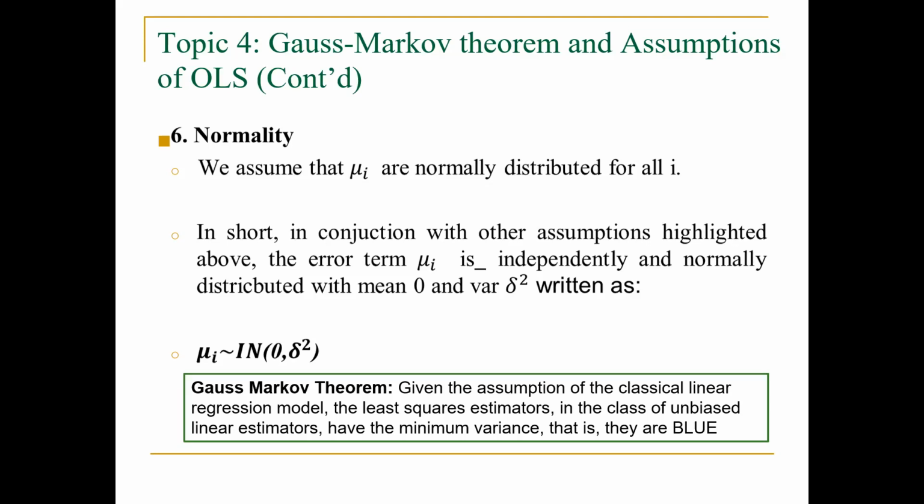assumptions, if we are talking about being in conjunction with other assumptions, the error term mu is independently, remember we talked about being independently and normally distributed with mean 0 and variance sigma squared. So this one can be summarized in a short equation, that mu is normally distributed. You look at this side, normally distributed, independently distributed, with zero mean, and sigma squared, this means with constant variance.